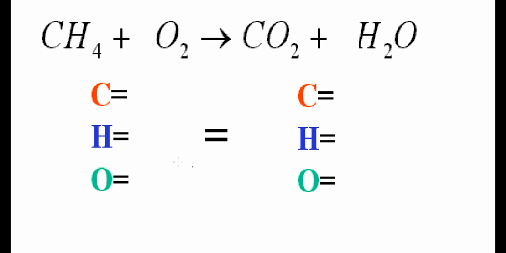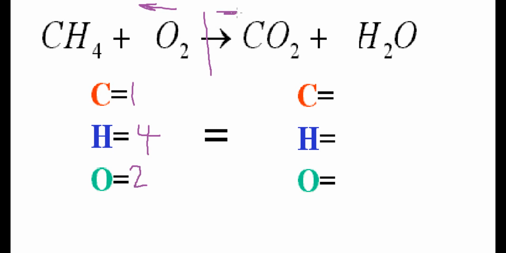Well, how does that work? First off, let's count how many of each atom is on each side of the equation. So, let's put a line through the middle. On the left side, we have one carbon, right? That's it. So we've got a 1. We have one carbon, and we also have 4 hydrogen. And over here we have a diatomic oxygen, so that's 2.